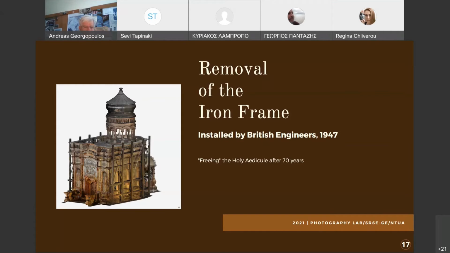One of the most important was the removal of an existing, at that time, iron frame, which was installed around the structure in 1947 by British engineers in order to help avoid a collapse. So, when the rehabilitation project members announced that it was safe to remove the iron frame, the photographic laboratory traveled back to Israel one more time to record that historic time.